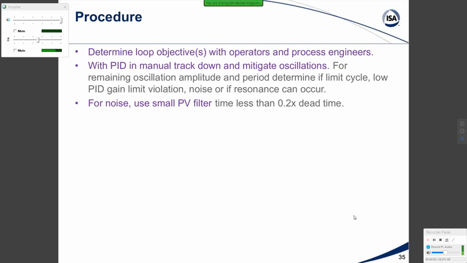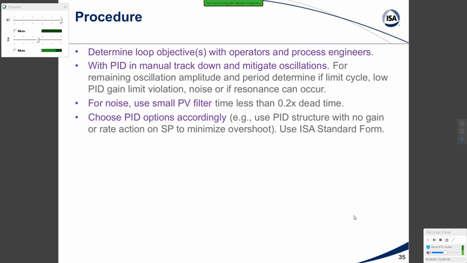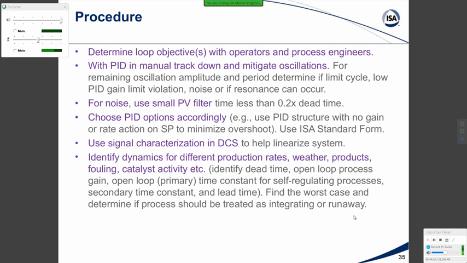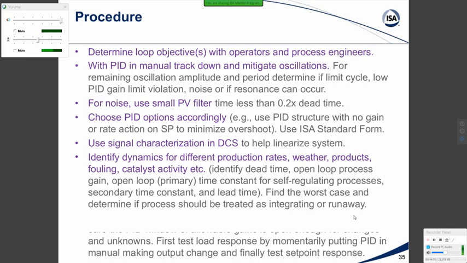and decide really what you should be doing with PID gain, whether it's increasing or decreasing it. For noise, use a small PV filter, less than 2/10 of the dead time. Choose PID actions accordingly, and make sure you use the ISA standard form. Use signal characterization, a DCS-linearized system, particularly for nonlinear valve pH control. Identify the dynamics of different production rates, weather, products, fouling, catalysts. That's going to change these values. Find the worst case. Determine if the process should be treated as integrating or runaway.